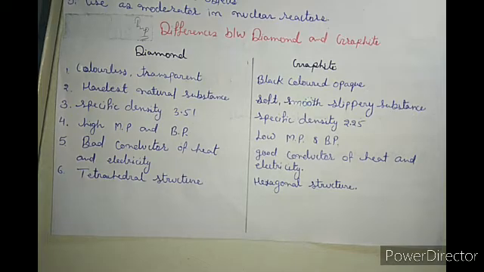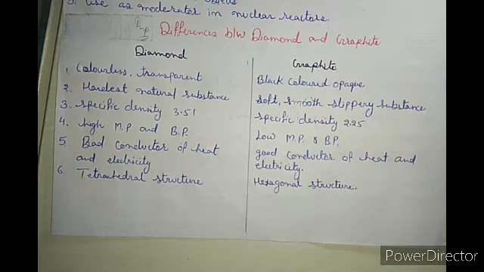Fifth, diamond is a bad conductor of heat and electricity. As we discussed, why? Because diamond does not have free electrons. All the tetravalency is satisfied, so diamond does not have any free electron or free valency. That's why it is a bad conductor of heat and electricity.